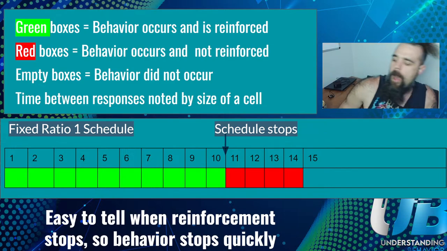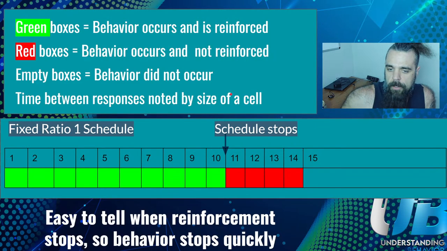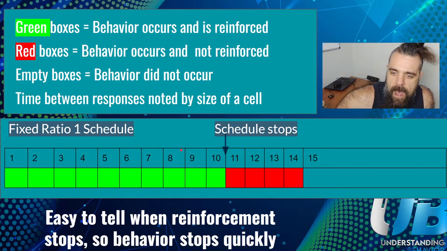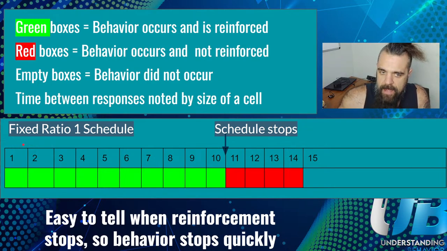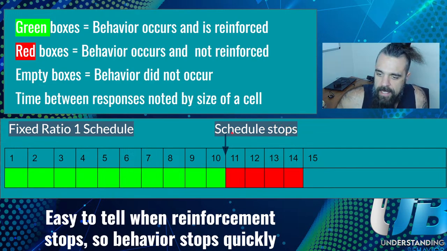So this shows our indiscriminable contingencies in a little demonstration about how this works. Essentially, if you have a continuous reinforcement schedule where you reinforce every response, then this isn't as great for maintaining behavior, because the behavior will drop off really fast. In this diagram, here's how to read it. A schedule of reinforcement is active for 10 responses. Then the schedule stops, so we're on extinction.